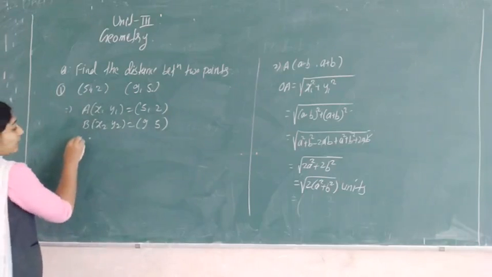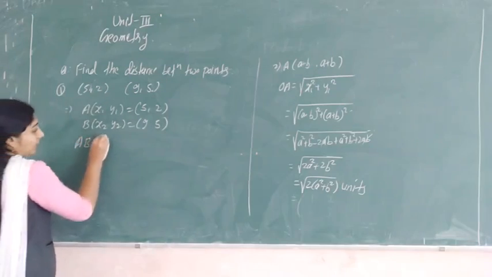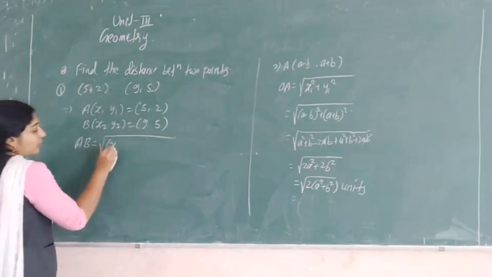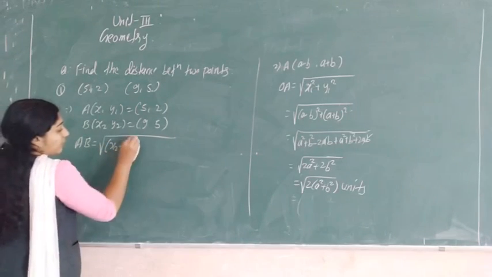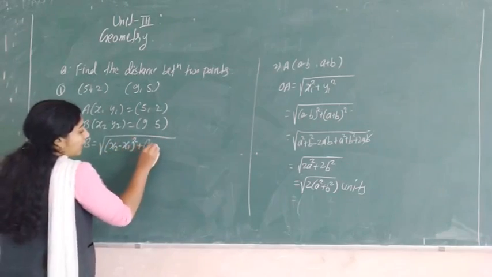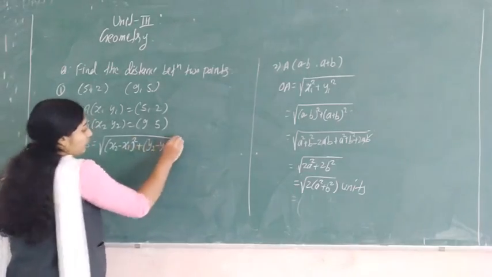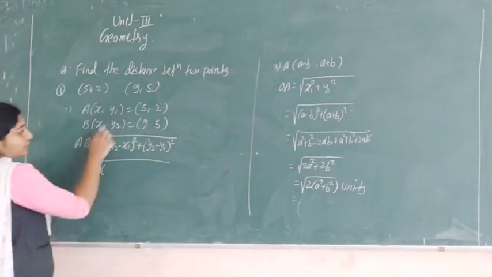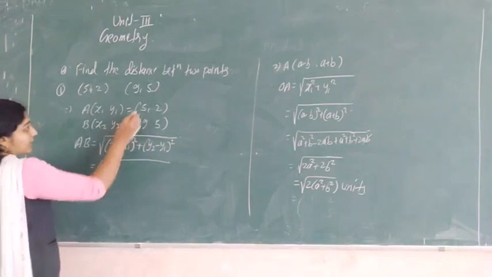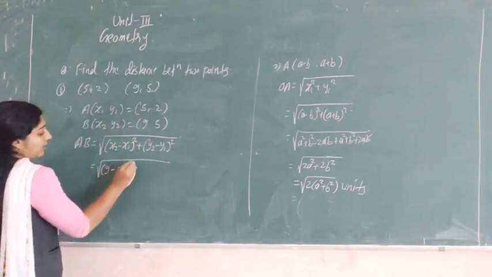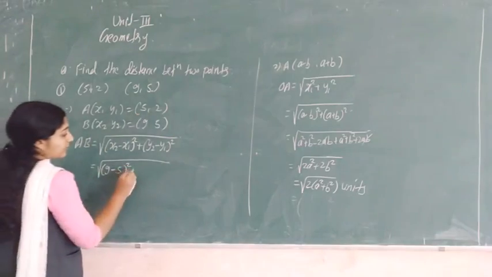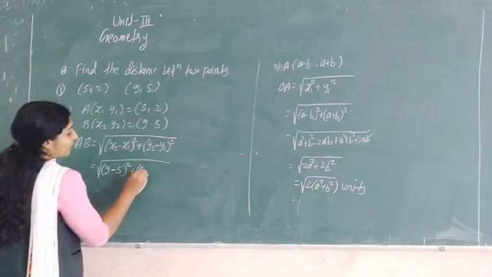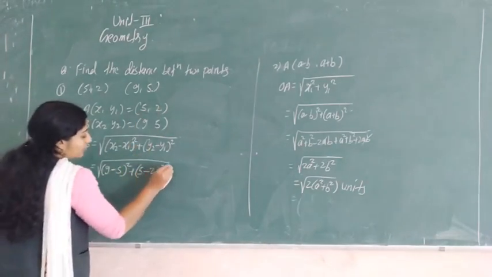Then write down the formula. The distance between AB is given by square root of (x2 minus x1) whole square plus (y2 minus y1) whole square. Substitute the values. What we are having: x2 here is 9 minus the corresponding x1, 5. So (9 minus 5) whole square plus y2 is 5, y1 is 2, (5 minus 2) whole square.